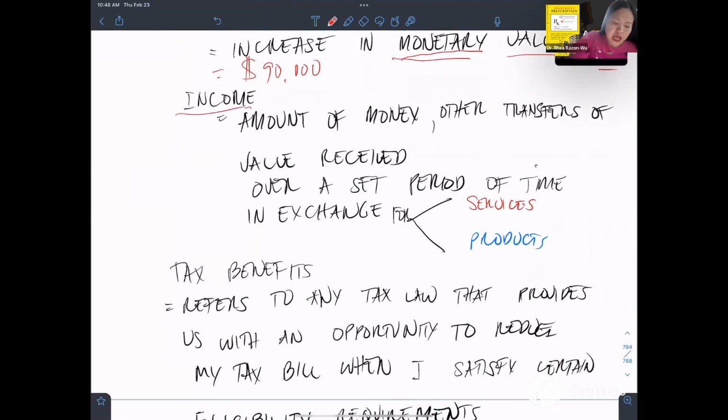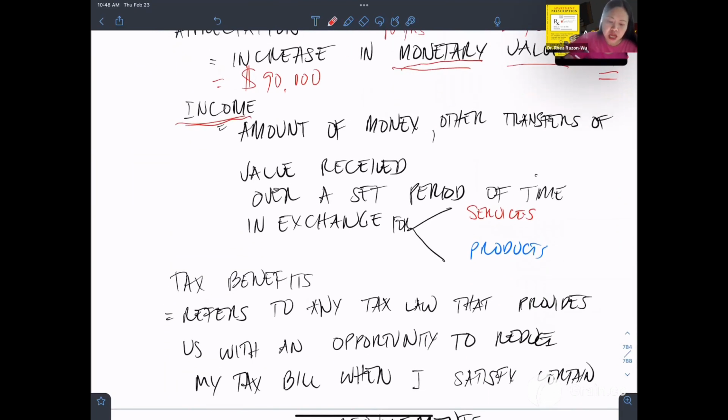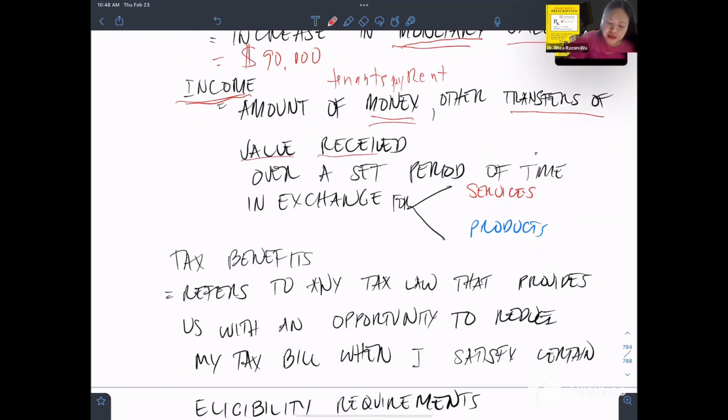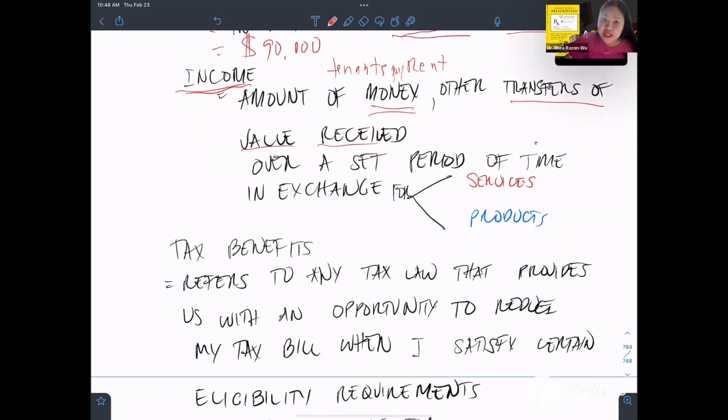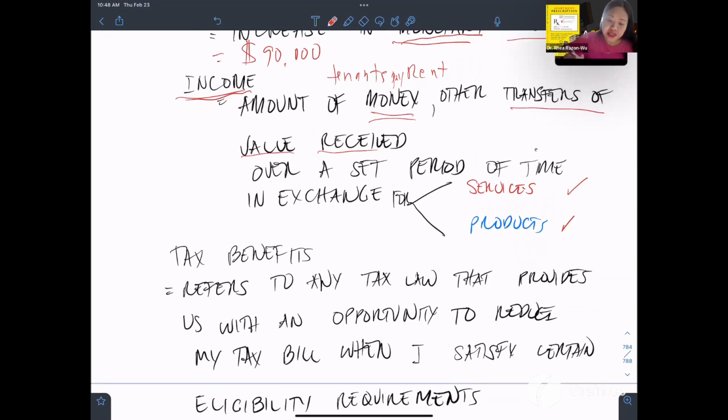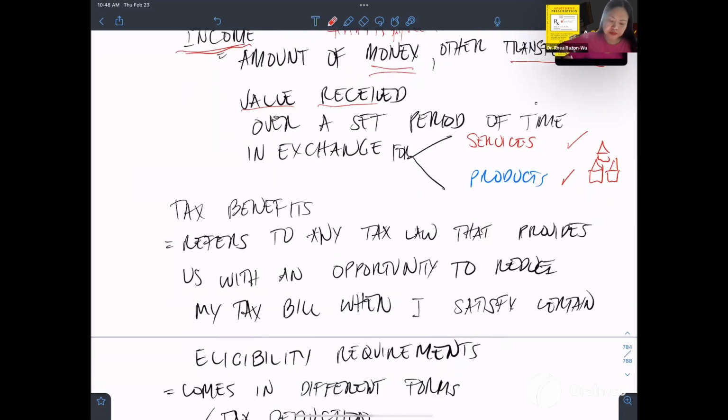Income. So if you have properties, your tenants pay you rent. They pay you rent, so you have the income. So income is the amount of money and other transfers of value received over a set period of time in exchange for services and/or products. In this case, if you have a property, then the product is your home, the rental unit.